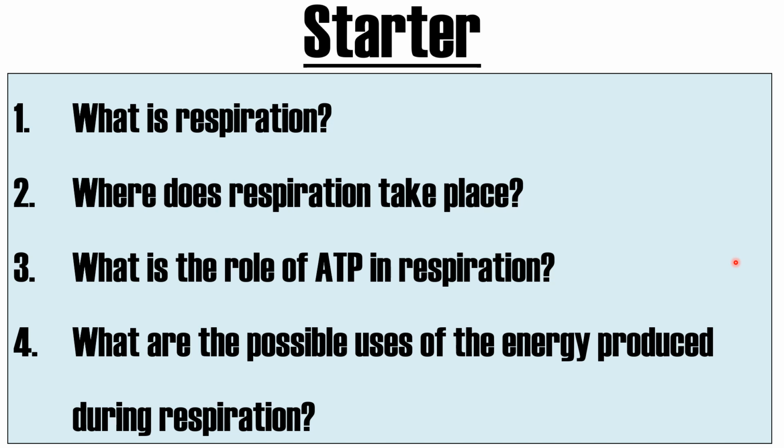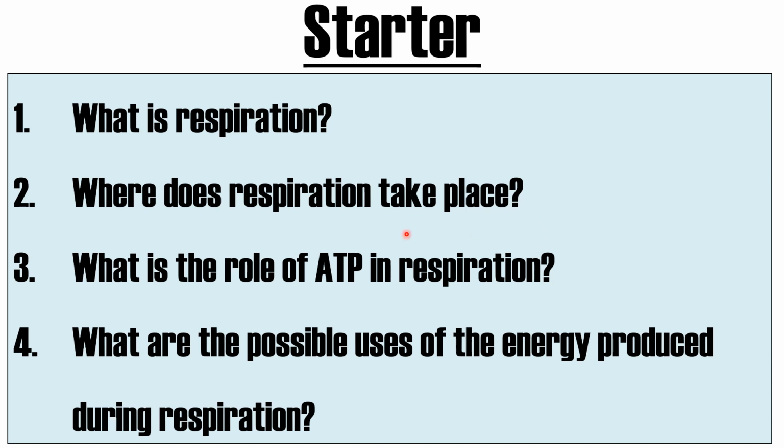Okay, so first one, what is respiration? Respiration is a series of reactions controlled by enzymes in which glucose is turned into ATP. And this is a source of energy which cells can use. Where does respiration take place? I just said that was a one-word answer, and that's wrong, isn't it? Because it's not a one-word answer, because you've got the cytoplasm and the mitochondria.